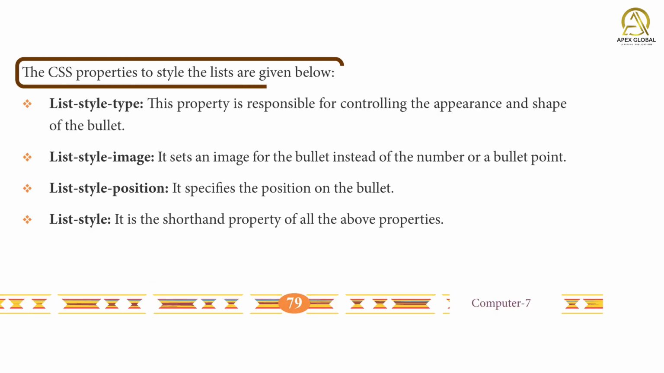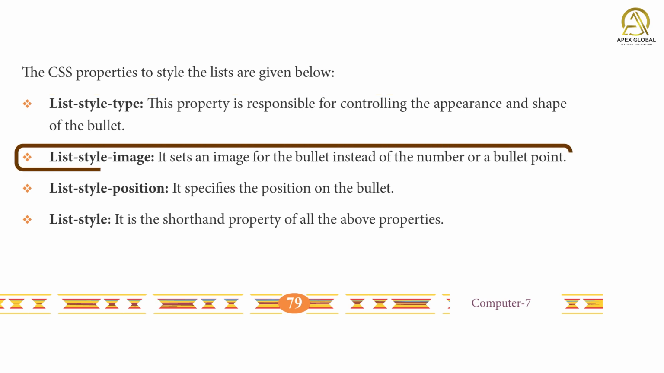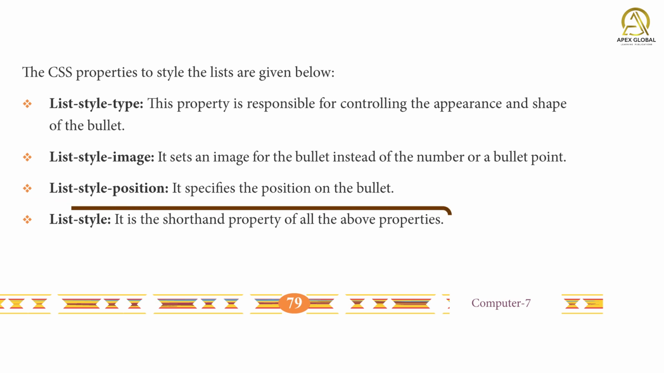The CSS properties to style the list are given below. List style type. This property is responsible for controlling the appearance and shape of the bullet. List style image. It sets an image for the bullet instead of the number or a bullet point. List style position. It specifies the position of the bullet. List style. It is the shorthand property of all of the above properties.